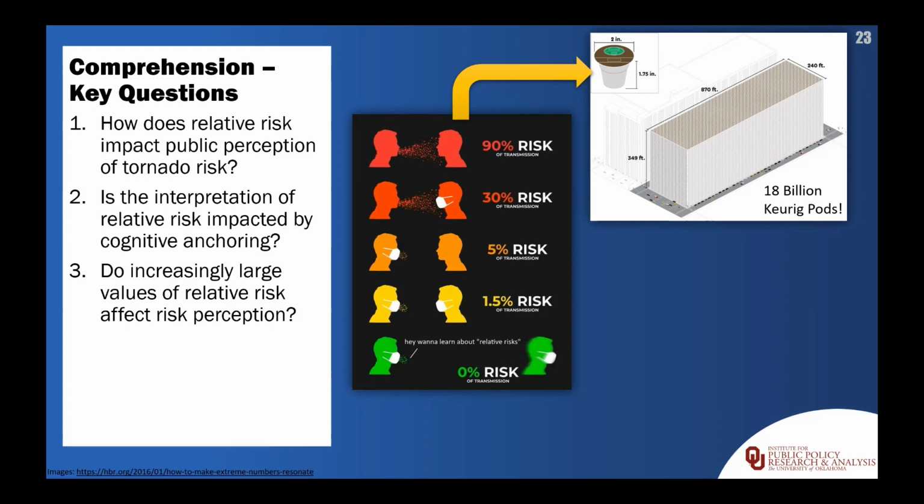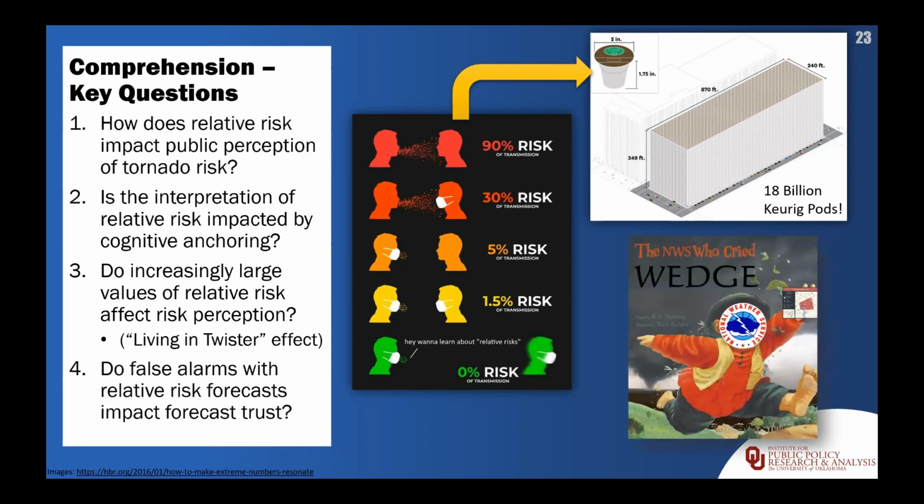It's hard to say. So what's the difference between 500 times more likely than normal and 600 times more likely than normal to see a tornado? There might be some issues there. This is that living in Twister effect that we're talking about with the broadcasters. And then fourth, do false alarms with relative risk forecasts impact forecast trust? It's a really hot ticket item right now.